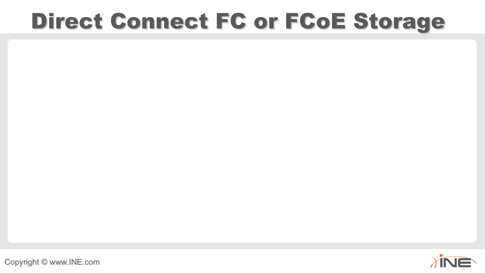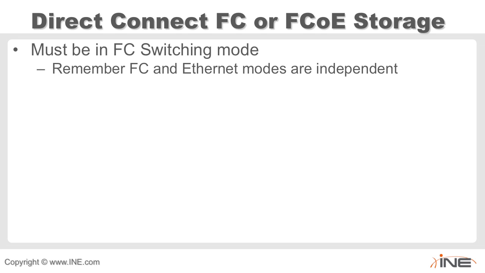Taking a look at direct connect fiber channel or FCOE storage, you have to be in FC switching mode. Again, this is for 2.0. Remember that fiber channel and Ethernet modes are independent, so in, let's say, the 2.0 release, I could have fiber channel in switching mode, but I could have my LAN connectivity, my Ethernet, in end host mode. So I can be running NIV, Ethernet end host mode, and full FC switching. They're mutually exclusive.